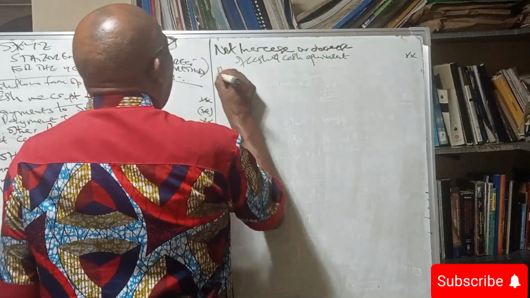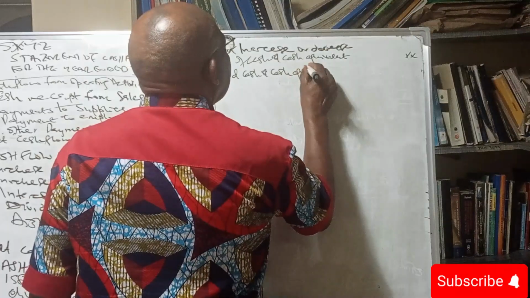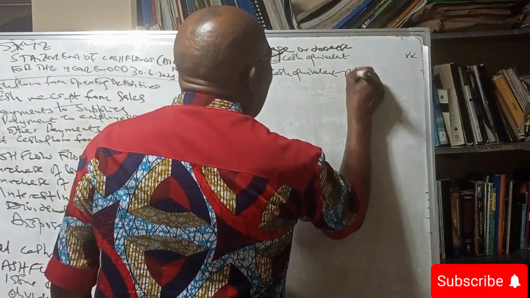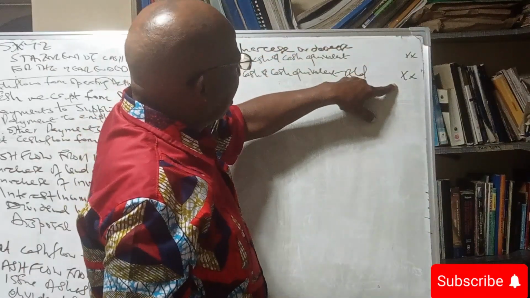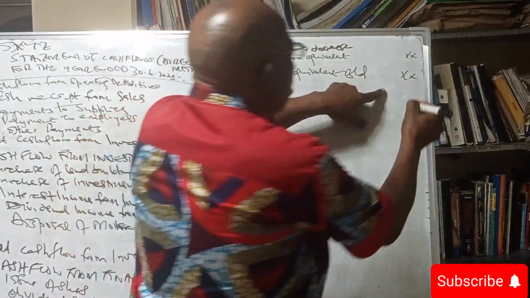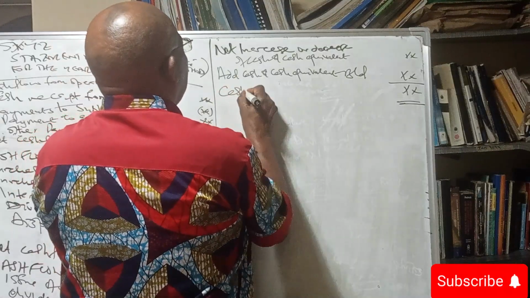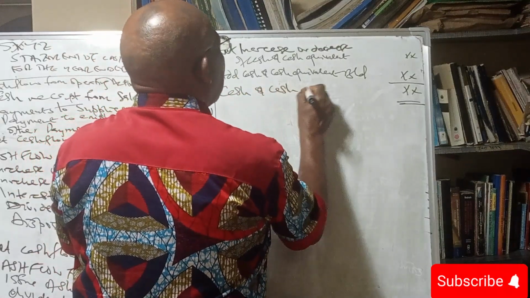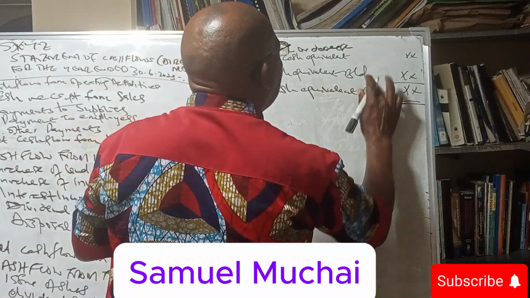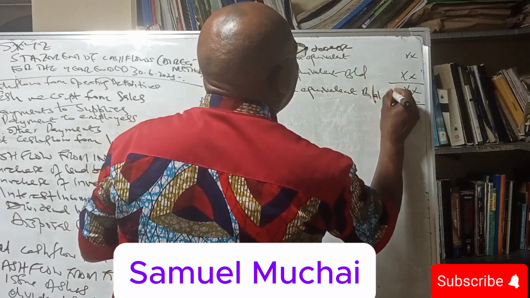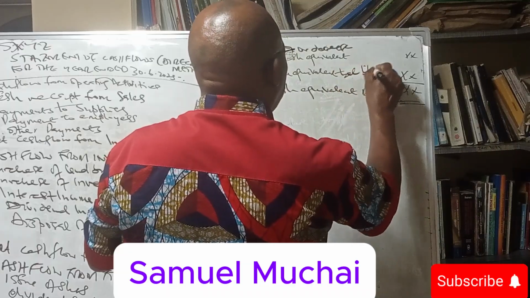And so we say add cash and cash equivalent brought down. What we had at the beginning of the period, if it was a net increase, this increase plus what we had at the beginning of the year, we get what we have at the end of the year. We get cash and cash equivalent, balance carried down.